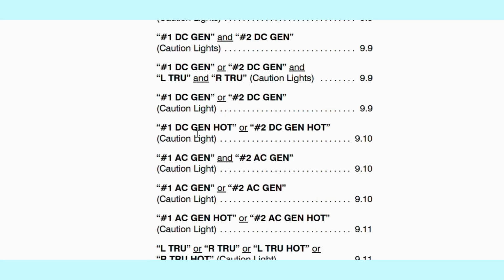Here you only have one AC gen. Again, it's not an aborting takeoff sort of thing. You don't have to reject. You can go airborne, resolve it. If it happens, all good and well. If it doesn't, well, you can still continue with one AC generator. Okay. The hot part, the same as the DC gen hot part.